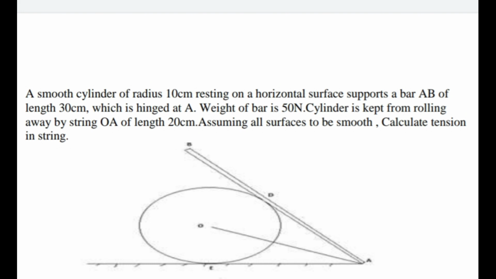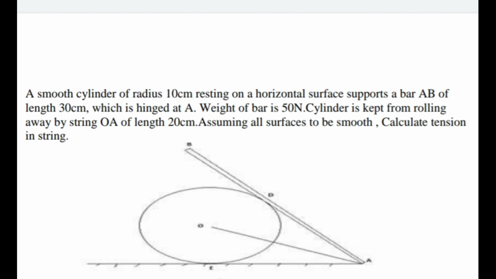So guys, today we are going to discuss a very interesting problem on free body diagram. The question is, a smooth cylinder of radius 10 cm resting on a horizontal surface supports a bar AB of length 30 cm. So the length of the bar AB is given as 30 cm and the weight of the bar is 50 Newton. So this weight of bar AB will act at half of length, that is half of 30, that is 15 centimeter. This weight of 50 Newton will act.